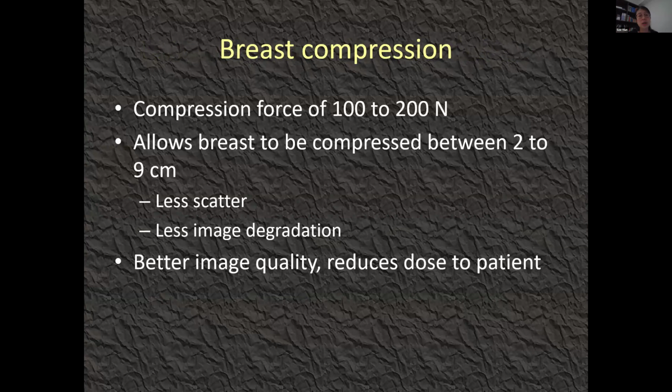And the best way to address these issues would be breast compression with a compression force of 100 to 200 newtons. This allows the breast to be compressed between 2 to 9 centimeters. When the breast is flatter and more even, there is less scatter, less image degradation, and this leads to better image quality as well as reduction in dose to the patient.